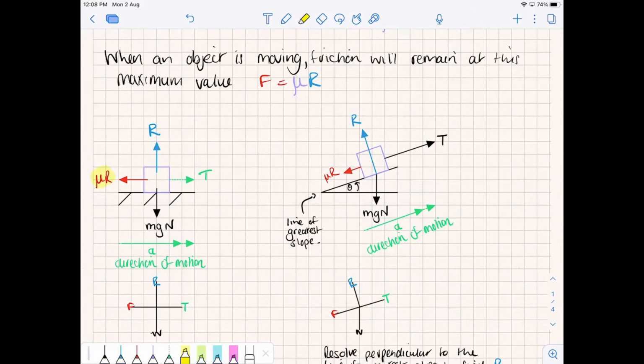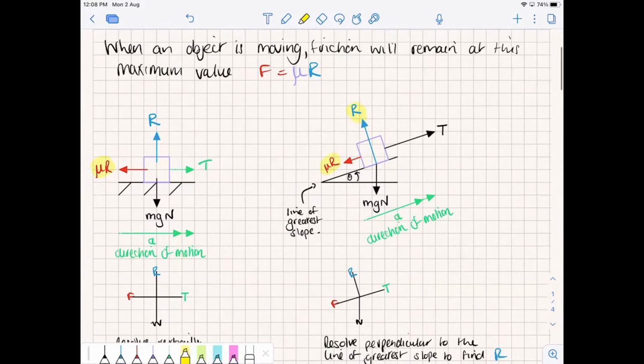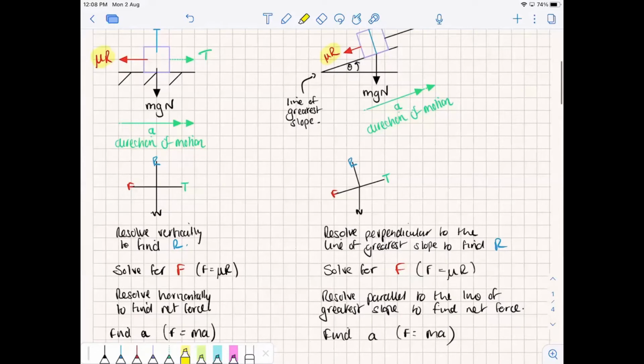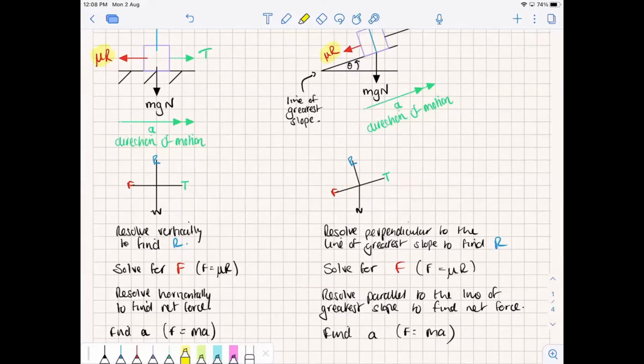But as you see over here, we now have our friction and our normal contact force are no longer horizontal and vertical, right? And so the way that we resolve is slightly different. So here's a simple step-by-step way that you can think about this, okay? In order to calculate the friction, we need to find the normal contact force. So if we're on a horizontal surface, well, that's easy, right? We just need to resolve vertically to find the normal contact force.